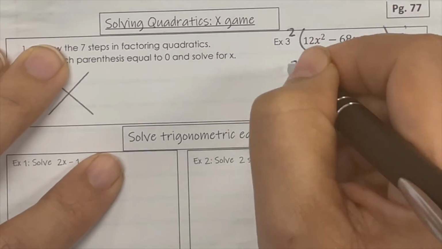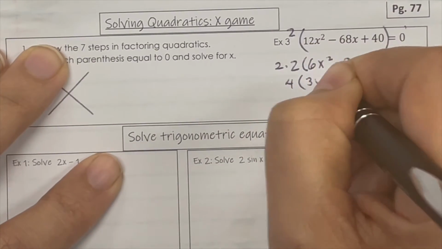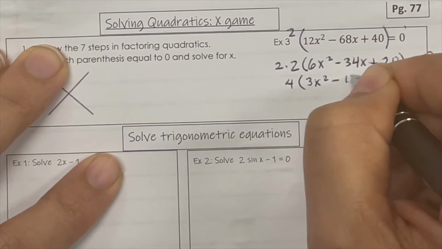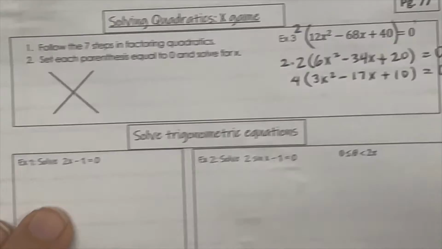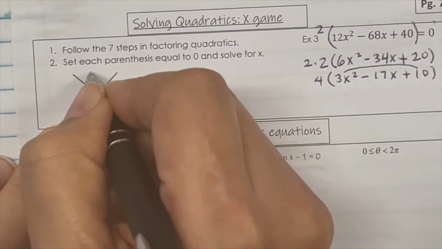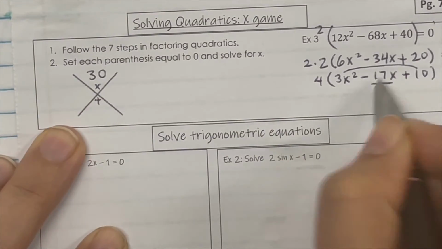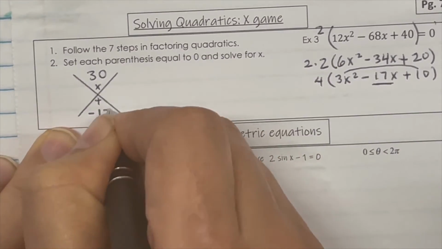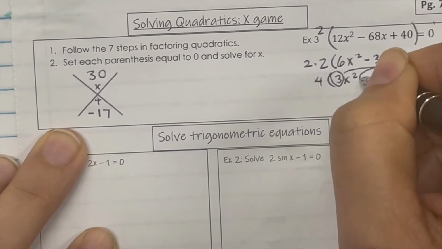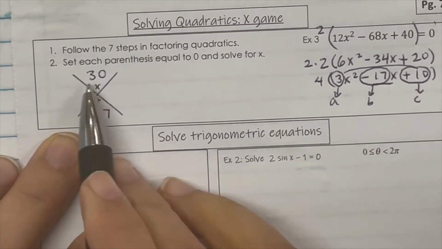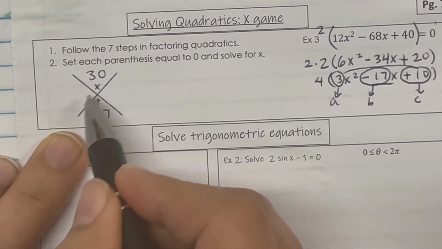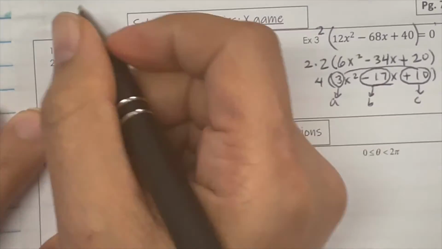These are still all even, so I can take out another 2. I have 4 outside now. Half of 6 is 3, half of 34 is 17, half of 20 is 10. I can't take out anything else, so I'm good on that. Let's go ahead and make my x, AC on the top and B in the middle, bottom. Label A, B, C. Don't forget the symbols. A times C is on the top, and B is in the middle.